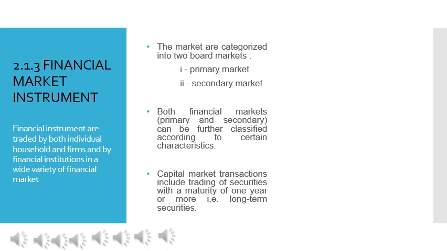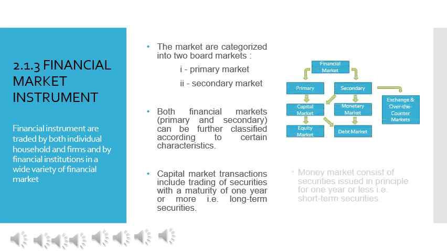Capital market transactions include trading of securities with a maturity of 1 year or more. It's a long-term security. Examples are the stock markets, mortgage markets, corporate bond markets, and the government security markets. The money markets consist of securities issued in principle for 1 year or less. It is short-term security. This market typically applies to the trading of credit instruments issued for less than 1 year.